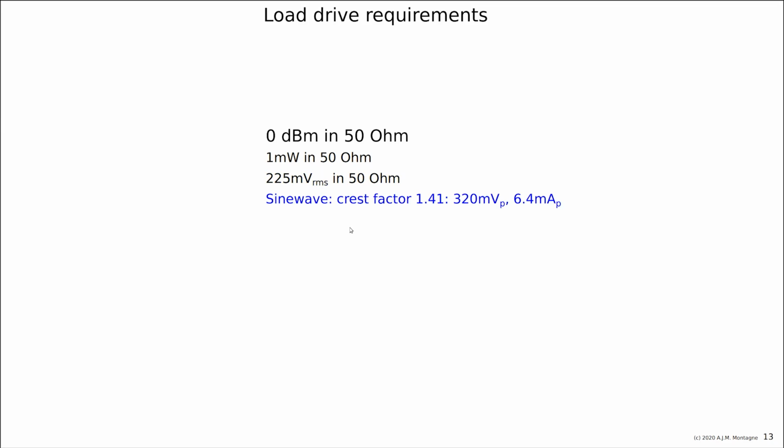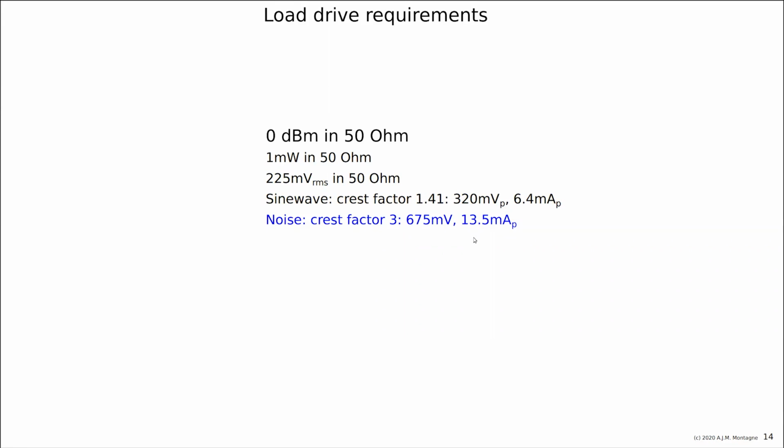So for a sine wave, we call this the crest factor of 1.41. If you do that, most of you took this as like 320 millivolts peak, and then you need to drive 6.4 milliamp as well with this 50 ohm. But if the signal has a Gaussian distribution like noise, then we have a crest factor of 3, and then we have to drive 675 millivolt, and that is 13.5 milliamps peak.